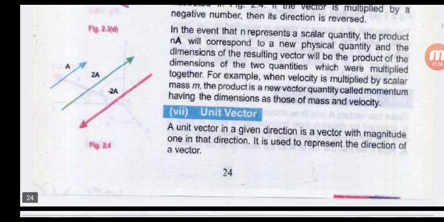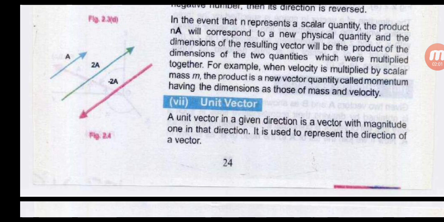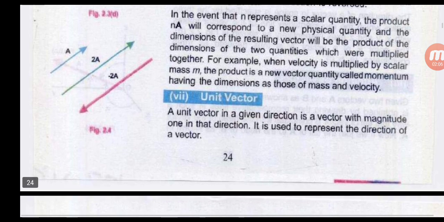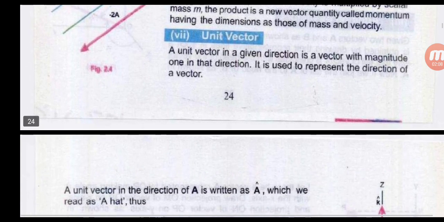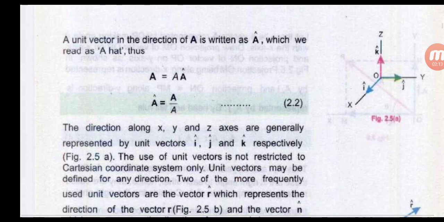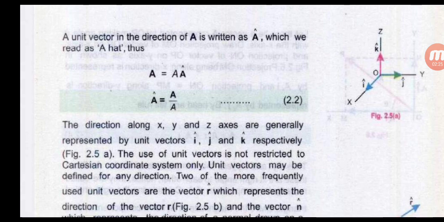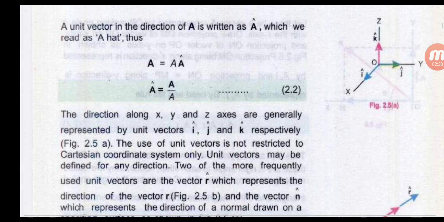Number 7. Unit vector. A unit vector in a given direction is a vector with magnitude 1 in that direction. It is used to represent the direction of a vector. A unit vector in the direction of A is written as A dash, which we read as A hat. Thus, A is equal to |A| times A hat, and A hat is equal to A by |A|.